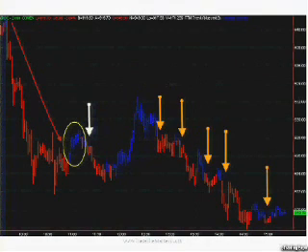I usually just scale out of it. I don't really get out at 2 blues. What I do is I just scale out of it. These trades would be 10-point stop losses on the Dow index.